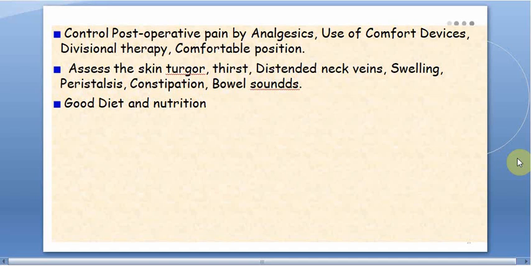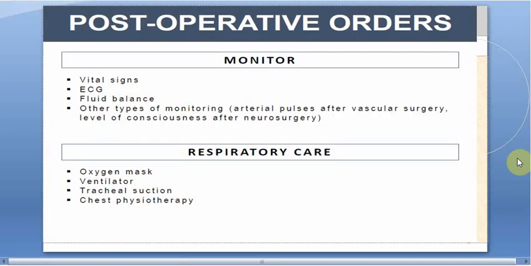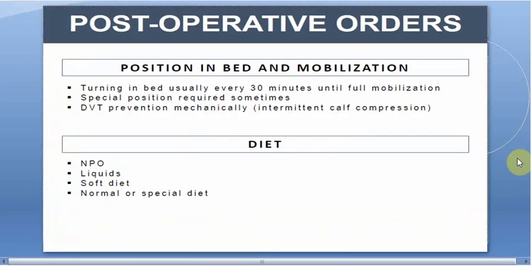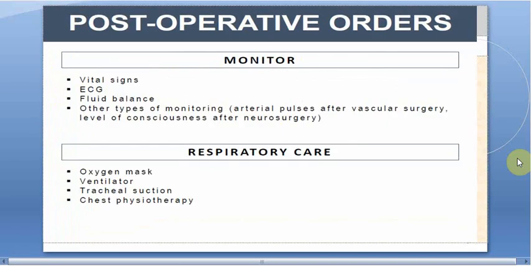Check for distended neck veins. That also will show abnormalities. Next is swelling. Maybe swelling of the feet and all has to be assessed. Then peristalsis. Okay. Whether the bowel sounds are returning or not. Whether the patient is having constipation, diarrhea, what type of diet the patient is in need of. Okay. So those are particularly about the post-operative care. Again, we will continue the post-operative orders.